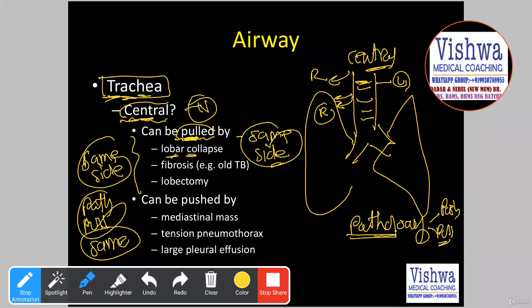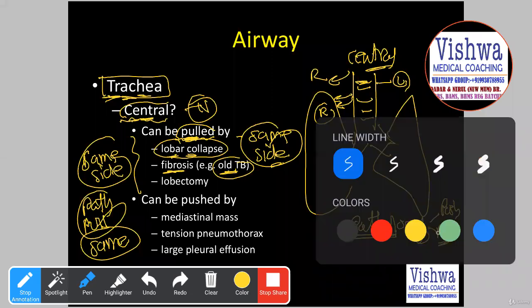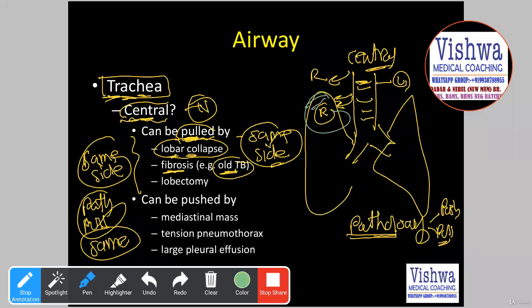If it is pulled because of something, those pathologies can be lung collapse, or fibrosis because of an old tuberculosis. Let's say, for example, in the right upper lobe we have tuberculosis, an old, healed tuberculosis. It is going to pull the trachea because of the fibrosis, again on the same side. It can also be surgery, a lobectomy. When the lobe is removed, of course, an empty space is created, and because of that the trachea can be pulled.